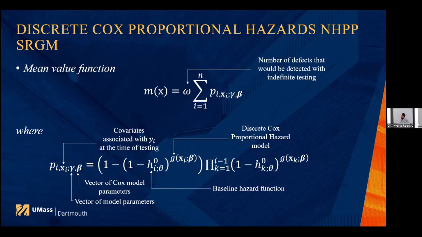We have X of I, which is the covariate associated with Y i, the number of defects discovered in the ith interval at the time of testing. We have gamma, which is a vector of the model parameters contained in the hazard functions, and beta, which is a vector of the model parameters. We have G, which is a discrete cost proportional hazard model, and H, which is a baseline hazard function.